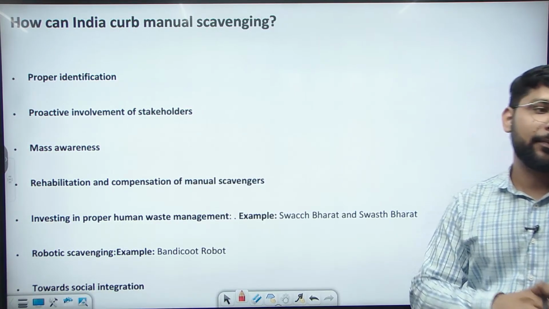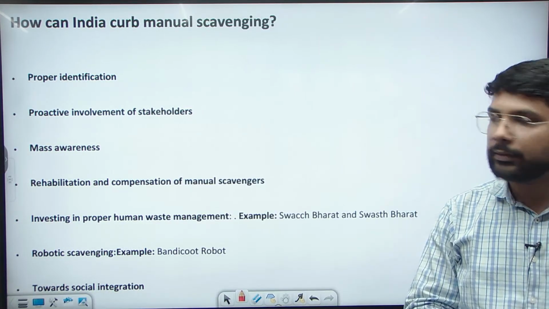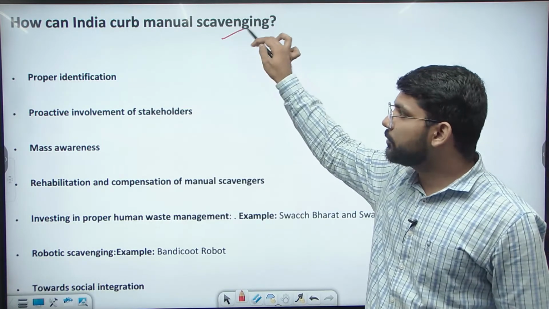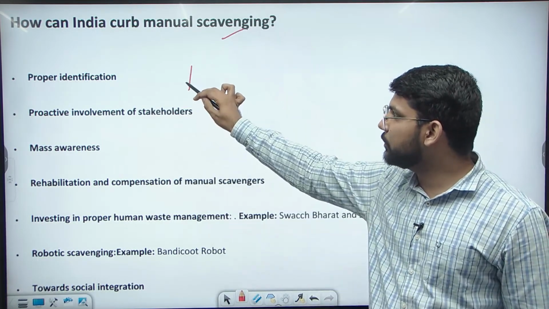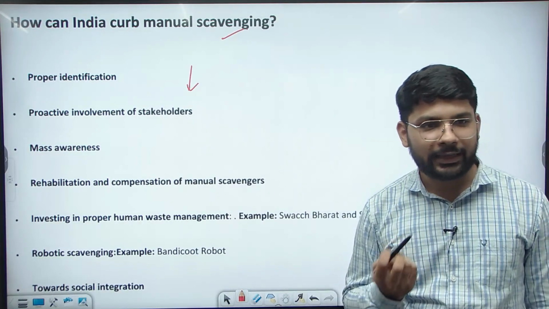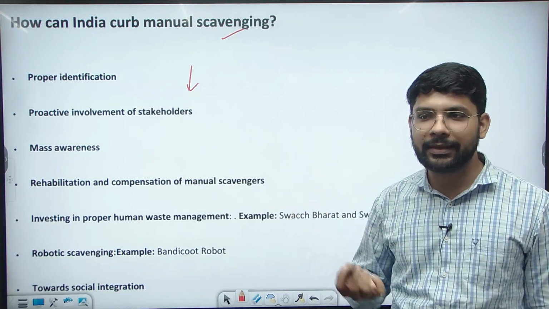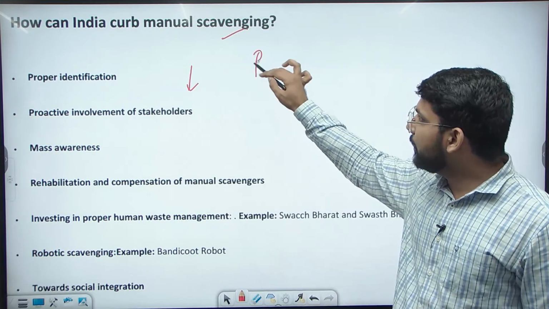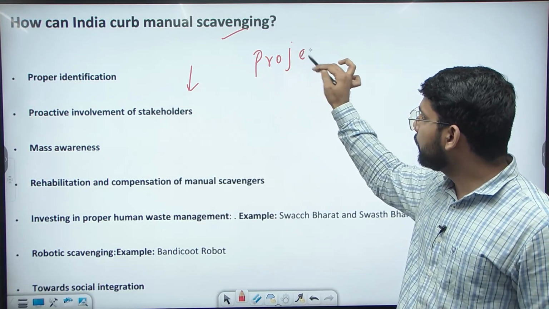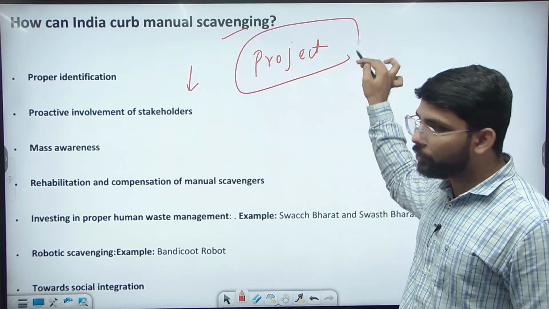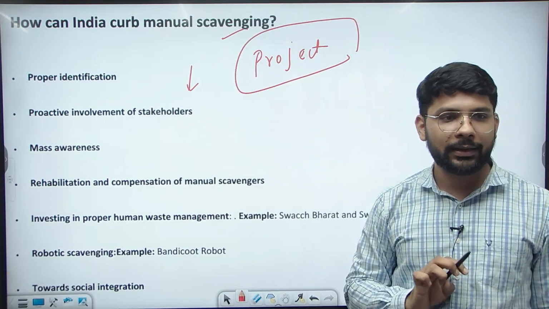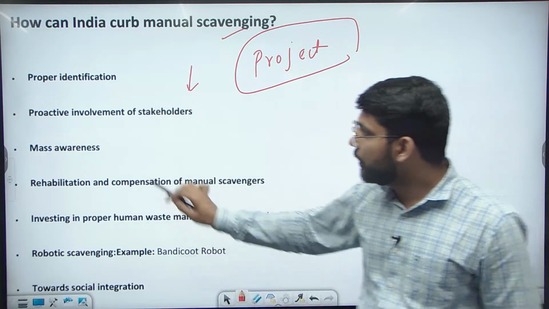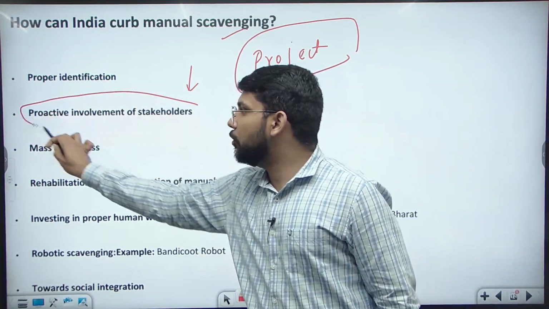How, क्या एक proper process होना चाहिए to curb the manual scavenging? Number one, identification of the area. We will identify the area with the maximum manual scavenging, like Uttar Pradesh, which has the maximum manual scavengers. So a project can be done in Uttar Pradesh. Proactive involvement of stakeholders.